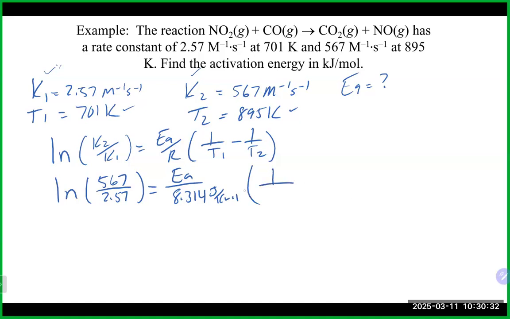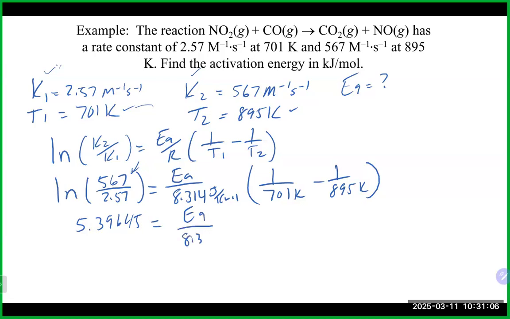Our 1 over our first temperature, which is already in Kelvin, so that's good, and our second temperature is also in Kelvin. Just to clean up the left-hand side: remember, you actually do want to divide first before you do the natural log. So it's 567 divided by 2.57. Then take the natural log of it, and that gives you something like 5.39645 equals our Ea over 8.314.